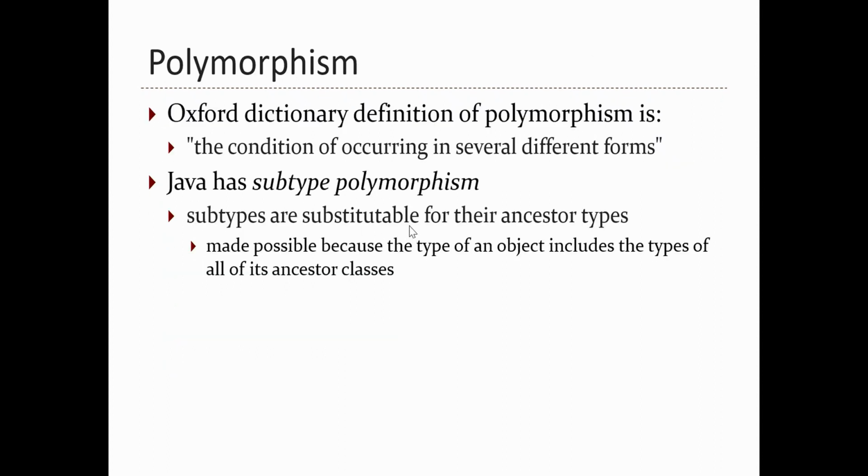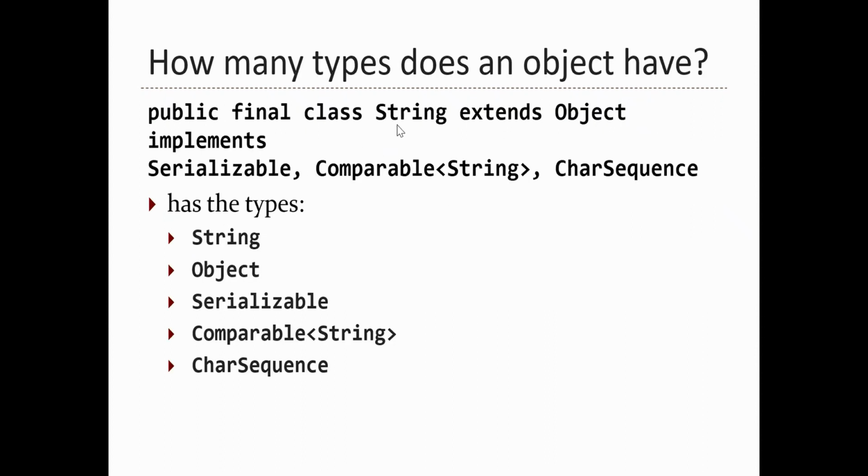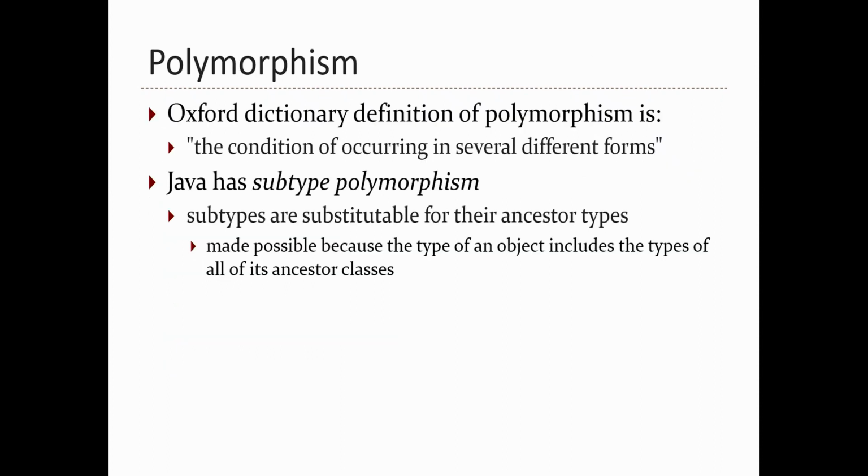So Java has what's called subtype polymorphism. Subtypes are substitutable for their ancestor types. And that's made possible because the type of an object includes the types of all of its ancestor classes. So a String object is always substitutable for a big O Object. Similarly, a String object is always substitutable for a Serializable object. It's always substitutable for a Comparable<String> object, and it's always substitutable for a CharSequence object.